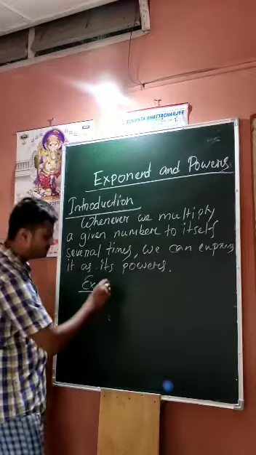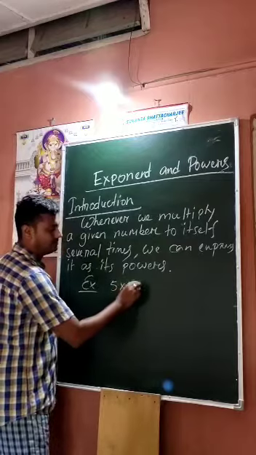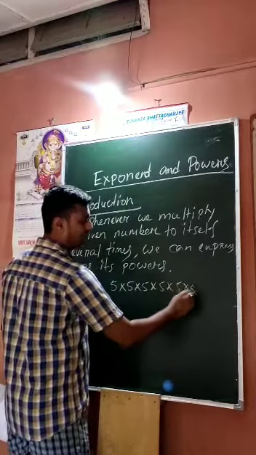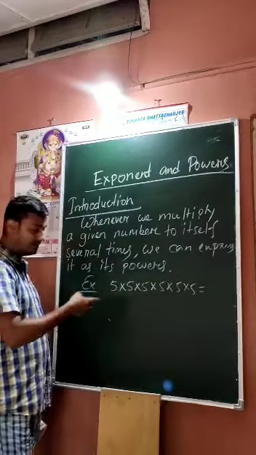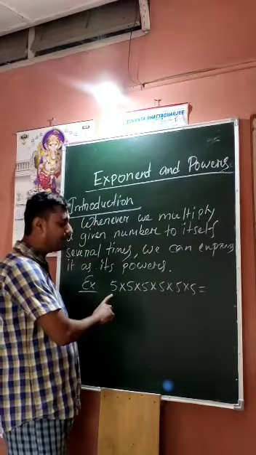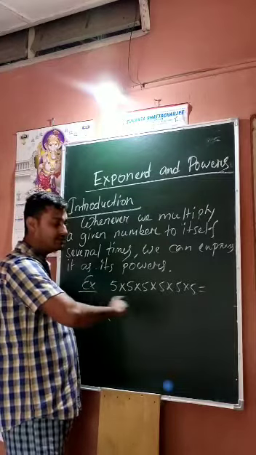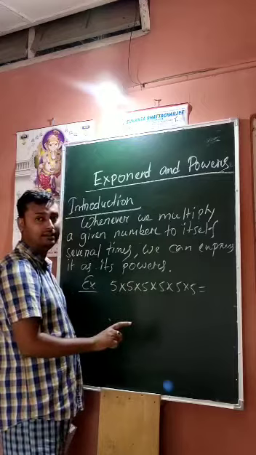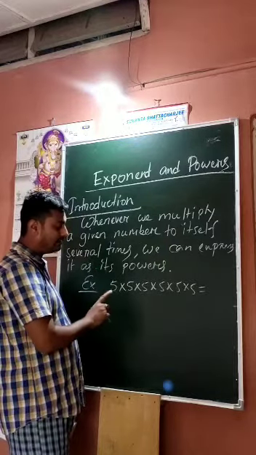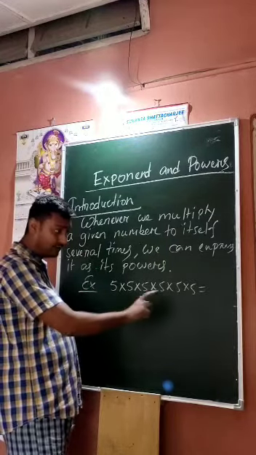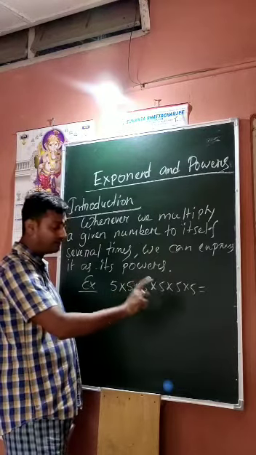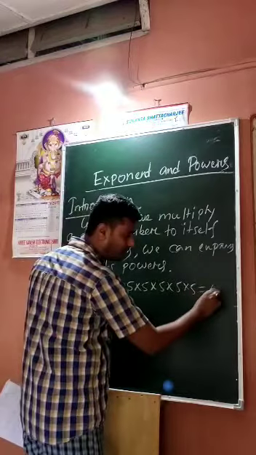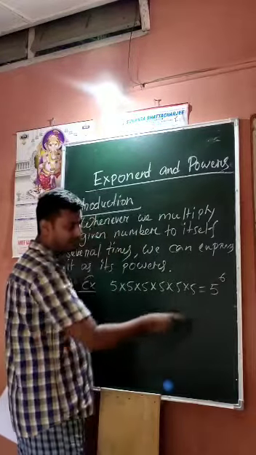Suppose you multiply 5, 6 times. Look at the example carefully. In this case, we multiply the number 5, 6 times by itself. There is no other number, the only number is 5. So 5 into 5 into 5 into 5 into 5 into 5 can be written in short form as 5 to the power 6.